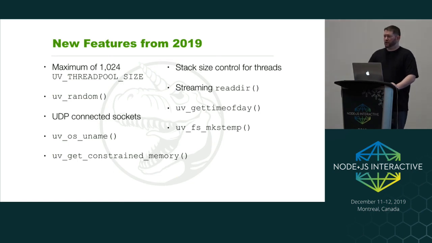We've added something called UV random. This is going to be libuv's answer to generating cross-platform random numbers. UDP connected sockets are a new thing. You generally think of UDP sockets as just broadcasting your messages out, and maybe it'll be received, maybe it won't.